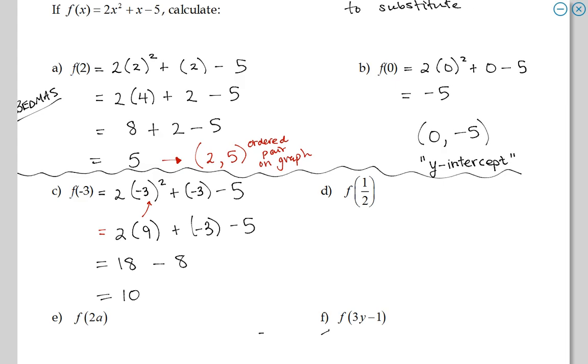Now, of course, there's one with a fraction, just to make you guys happy. I know everybody loves them. So substituting in with brackets.